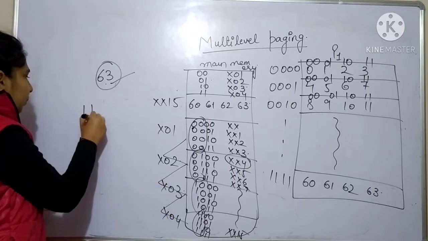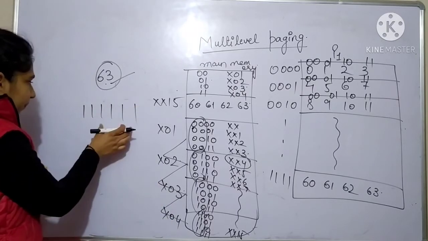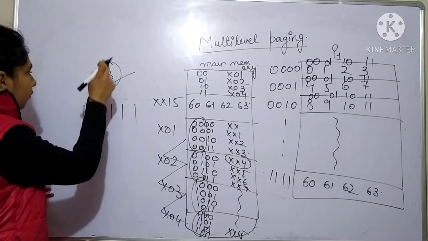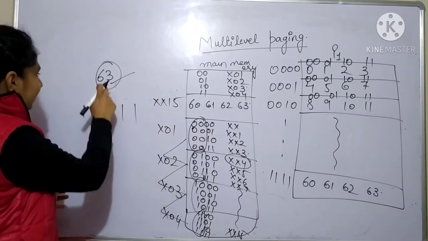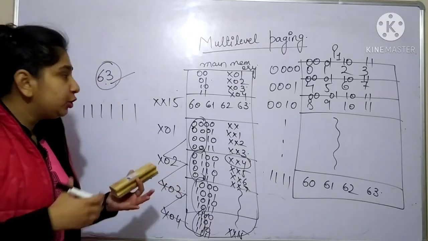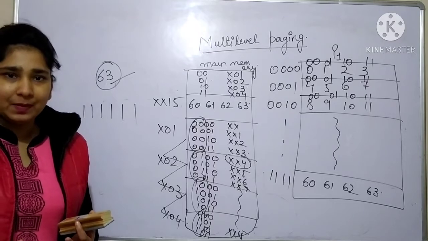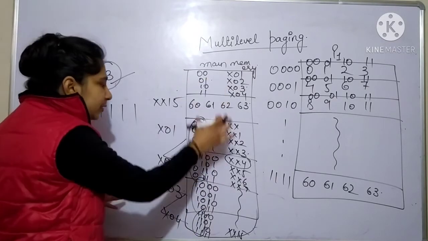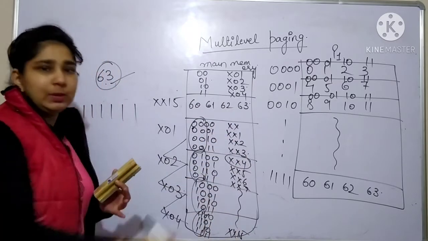Firstly, I am going to divide it into binary form. This is going to be the binary form of 63. What I will do, I have made two page tables. This is the short page table, and this is the index for this page table.